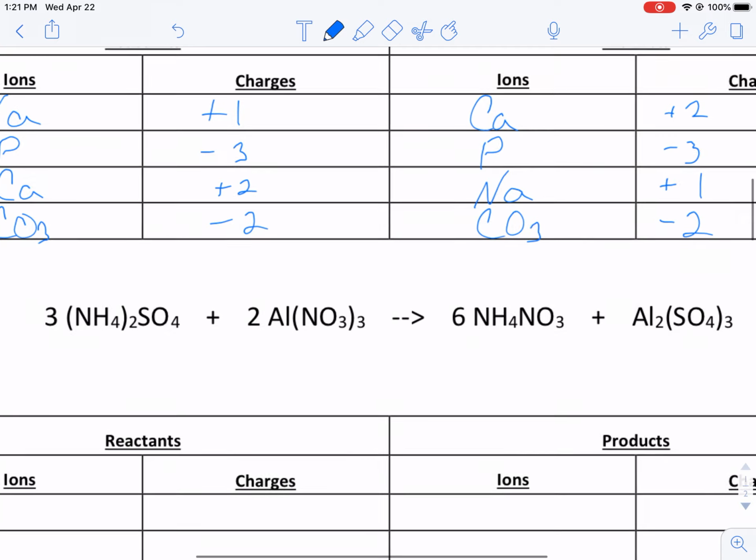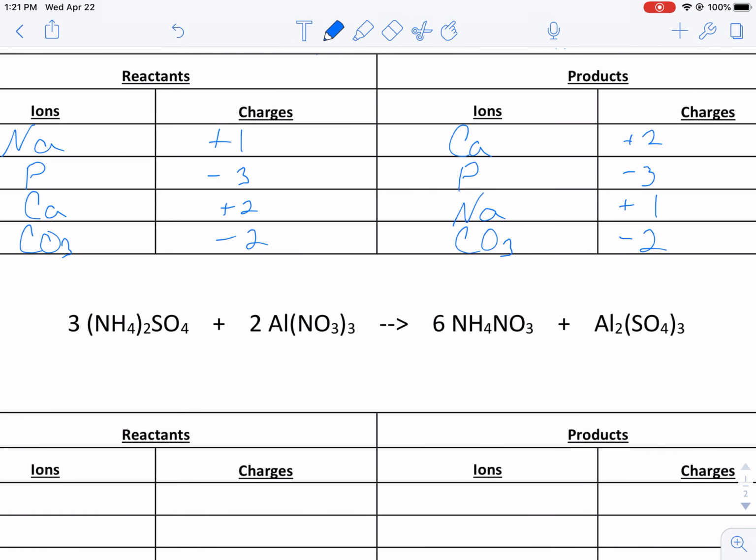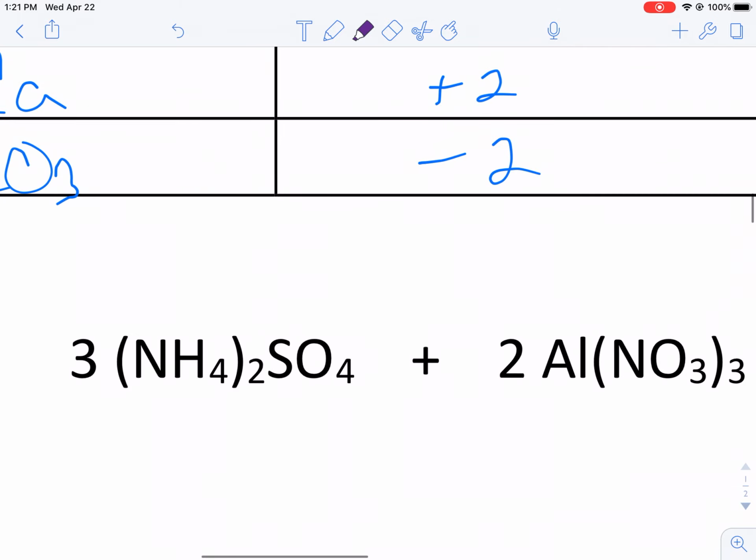Let's go to the last one and take a look at what we have. Again, don't worry about the coefficients when we're assigning these. But what makes this tricky is we have 3 different polyatomic ions. And remember, when we have these polyatomic ions, we don't change their formula. So if I find NH4 on my common ion sheet, I know that's a +1. If I find SO4 on my common ion sheet, that's a -2.